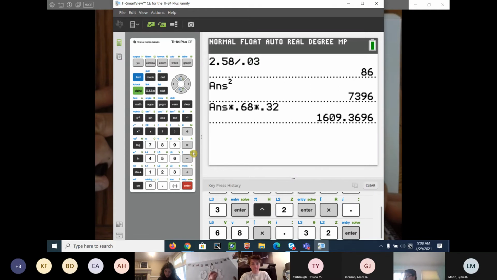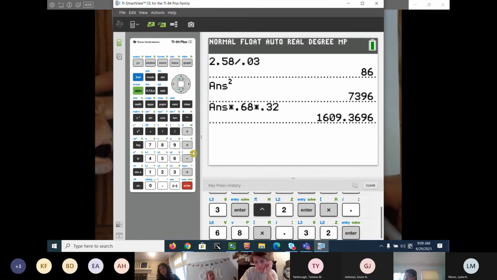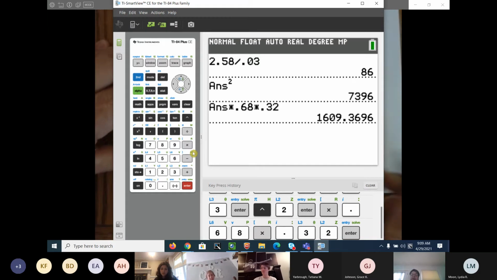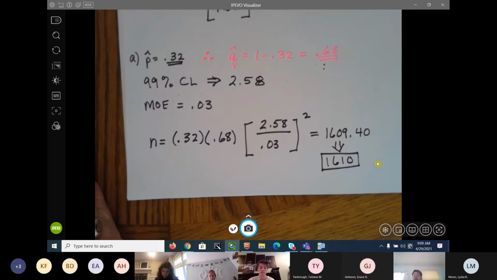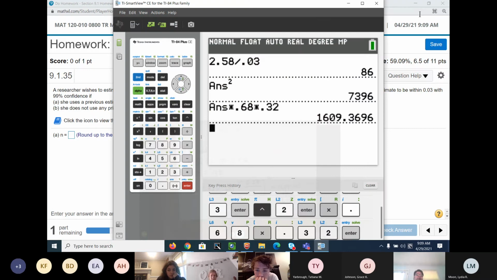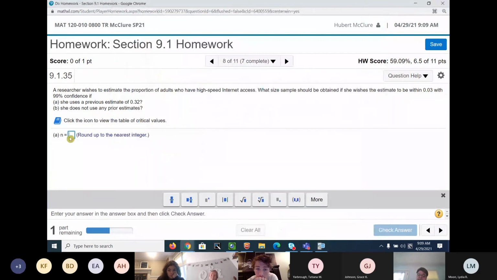So N is 1609.40, which is going to give us 1610. 1610 is our answer. Now, in the real world, you'd survey 1650 or 1700 people. But at a minimum, N needs to be 1610. So we punch that in, and we should feel good about ourselves.